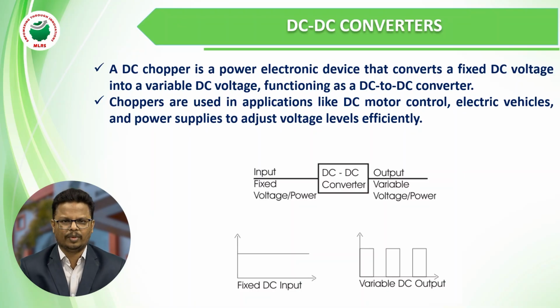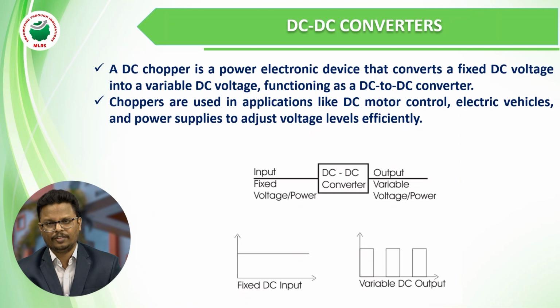By using this chopper, the DC voltage can be increased by step up and decreased by step down. The step down chopper is called a buck converter, and the step up chopper is called a boost converter. So today we will discuss the buck converter, that is nothing but the step down chopper. First we will see some points. The chopper is used in applications like DC motor control, electric vehicles, and power supplies to adjust the voltage level efficiently.